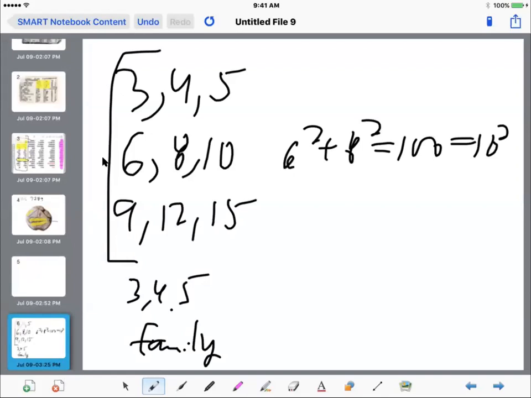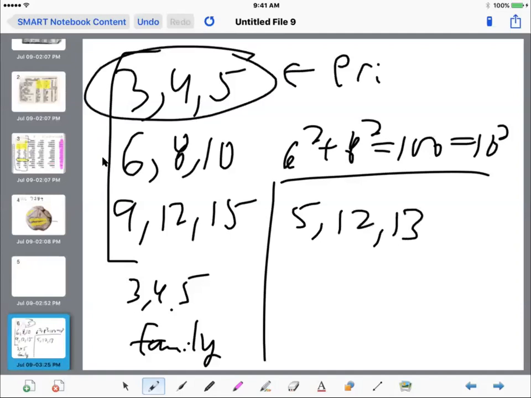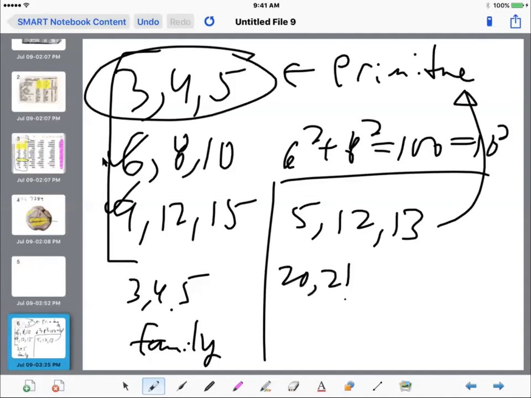Anyone who has taught algebra knows there's a few famous ones. Yes, the next famous one is 5, 12, 13. By the way, the 3, 4, 5 is known as a primitive Pythagorean triple, and 6, 8, 10 are derived from it. And 5, 12, 13 is another primitive one because there's no common factor. Yes, then I see 20, 21, 29, which is a lesser known Pythagorean triple, but it is one.